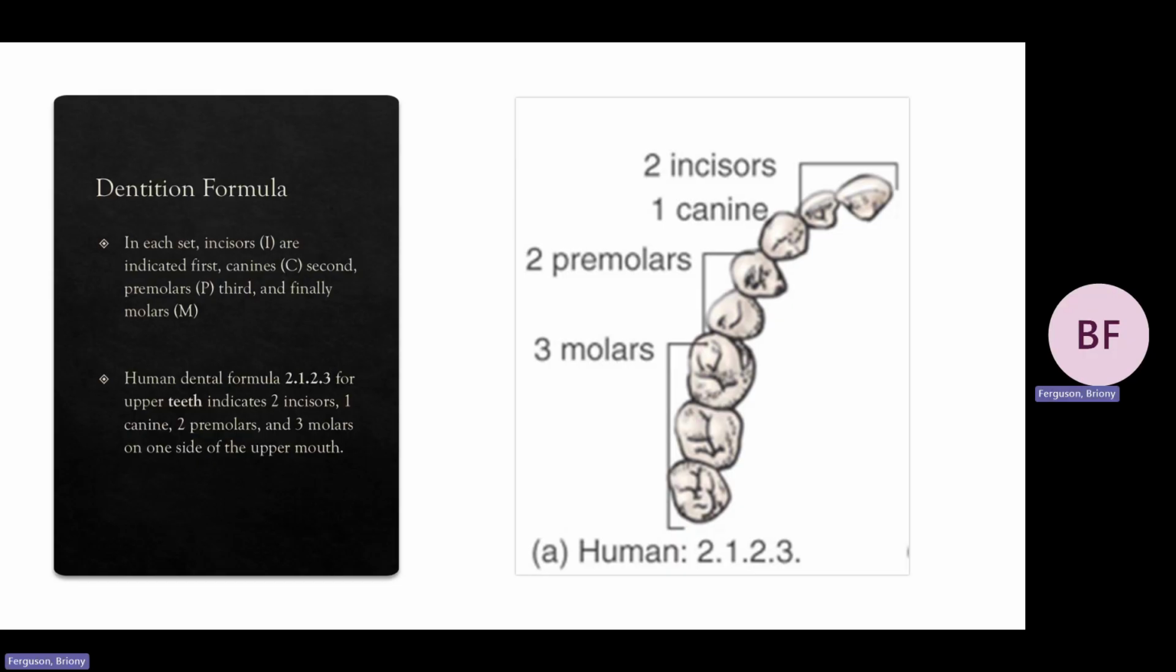Now you might want to argue that humans actually have 4 incisors and 2 canines and 4 premolars and 6 molars. But that would be a lot. So we actually just count half of the teeth. So you literally split it in half and count just one side of the jaw or the maxillary surface. Like I said, humans have a 2, 1, 2, 3 dental formula. That third molar is actually your wisdom tooth.